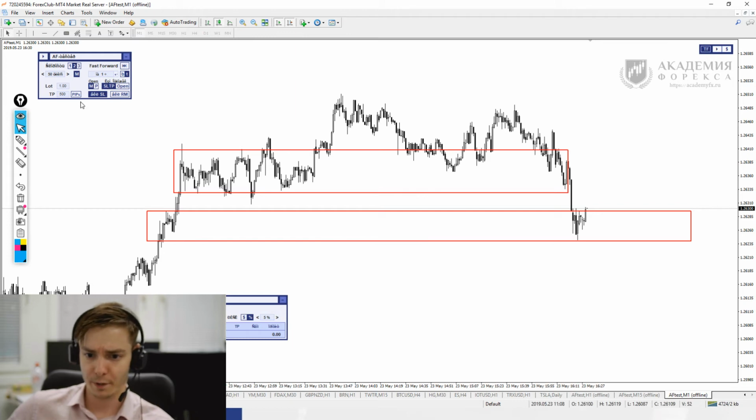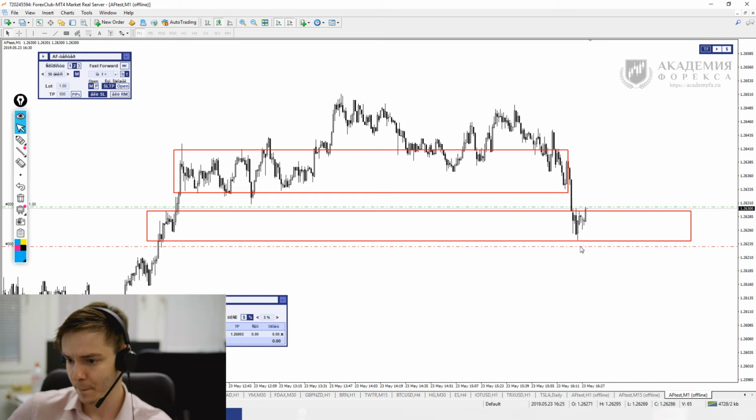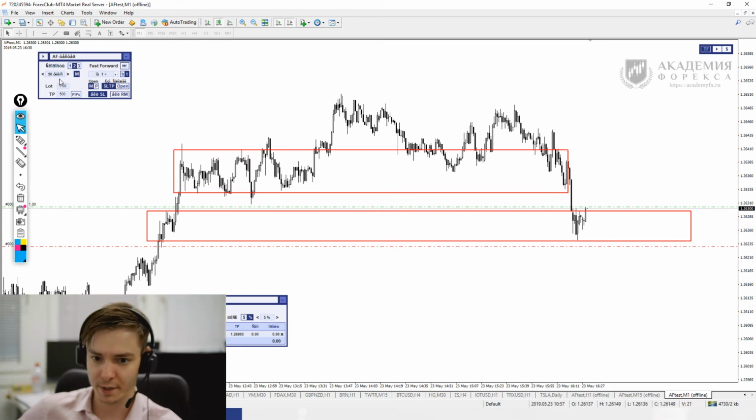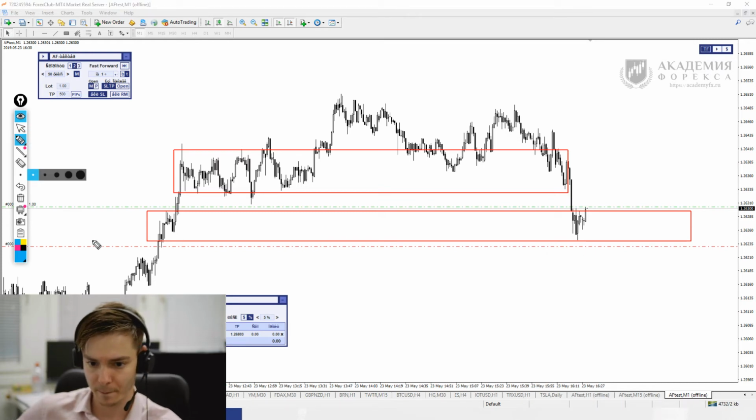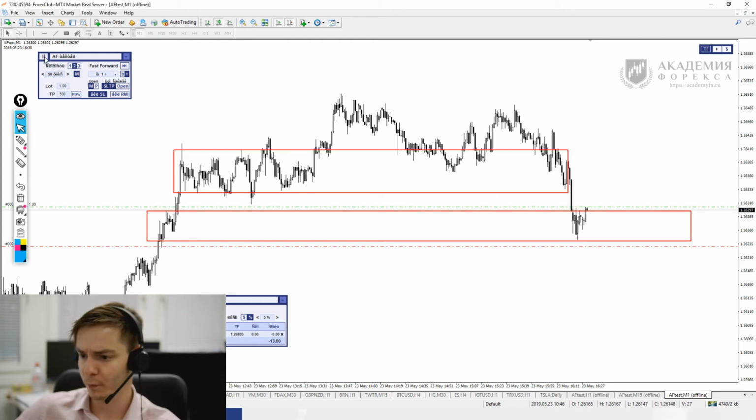I am just opening the position, one lot, stop loss below. Just open the position here. You can see my stop loss. This is my entry level. Okay, let's move forward. What will happen?